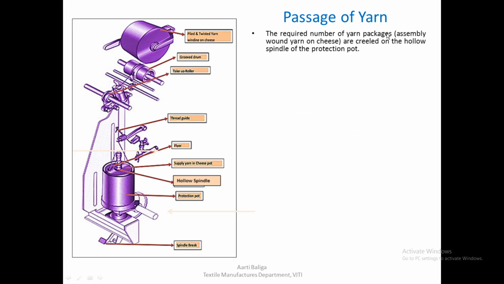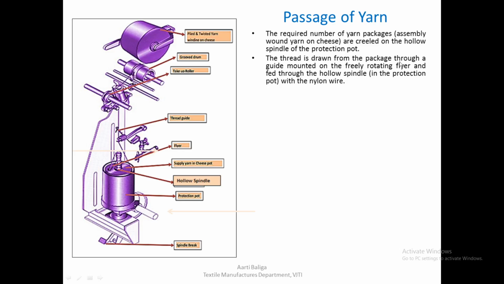The required number of yarn packages, assembly wound yarn on the cheese, are creeled on the hollow spindle of the protection pot. As I've already said, this is the assembly wound package which is there on the spindle, hollow spindle in the protection pot. The thread is drawn from the package through a guide mounted on the freely rotating flyer and fed through the hollow spindle.